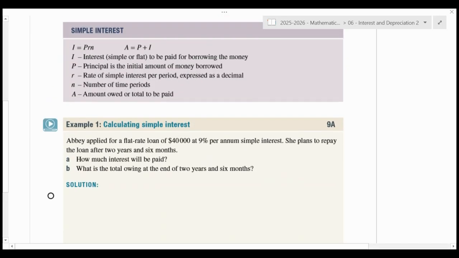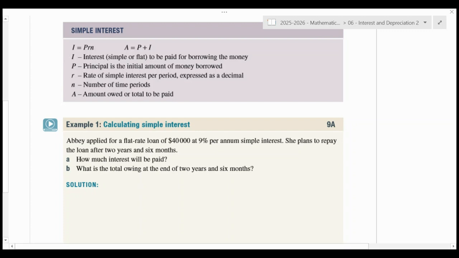The formula is I = PRN, where I is the amount of interest, P is the principal or the initial amount being borrowed, R is the rate of simple interest per period expressed as a decimal, though we can do it as a percentage if we need. N is the number of time periods that the interest is accruing over, and A is the total amount, or the total amount to be paid if you're borrowing money.